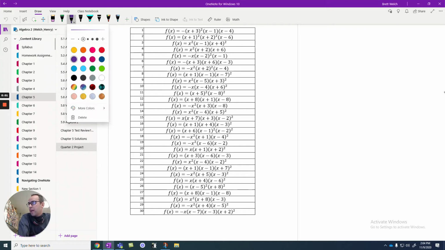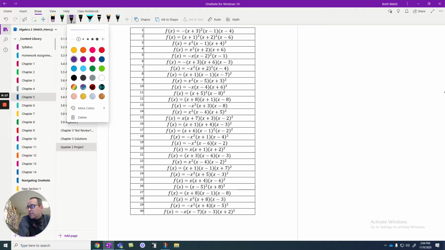Hey guys, this will be quarter two. We're going to go through and do our quarter two project. The quarter two project is about graphing a polynomial, and to do that we're going to have to read certain specific information from our equation.